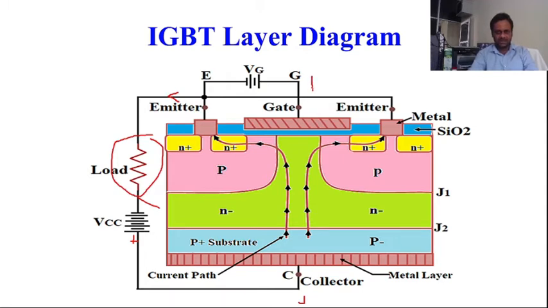If you are applying a positive voltage here, then it induces a channel here in the P region, which allows the flow of current from the collector to emitter. That means with no gate voltage your device is off. With some positive voltage your current build-up will start and it will act as a closed switch.